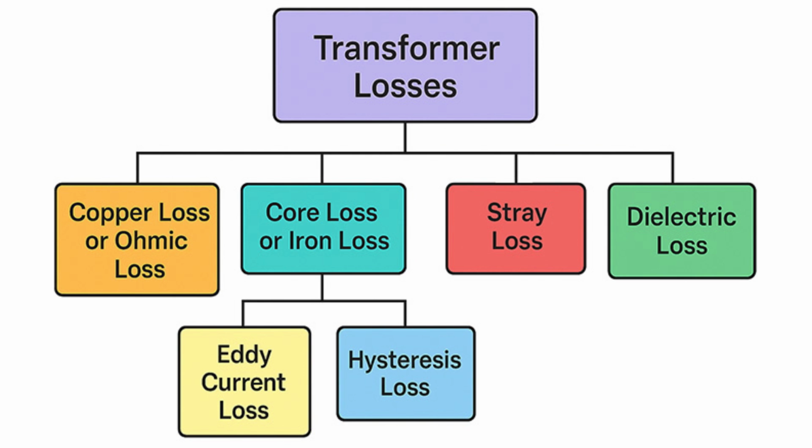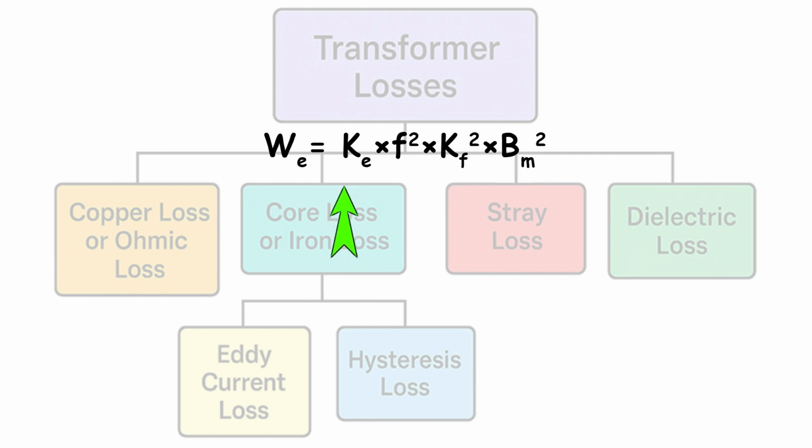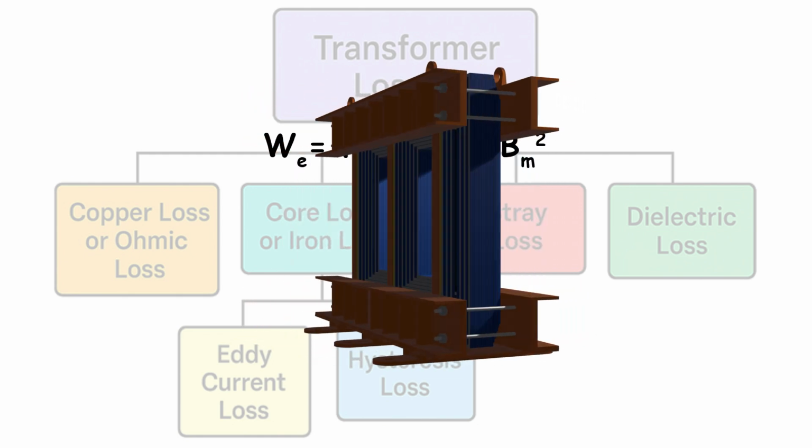We can express eddy current loss with this equation: W_E equals K_E multiplied by frequency squared, multiplied by form factor squared, multiplied by maximum flux density squared. Here, K_E is the eddy current constant, f is the supply frequency, K_f is the form factor, and B_m is the maximum flux density in the core. To reduce this loss, the transformer core is laminated, which limits the path of circulating currents.